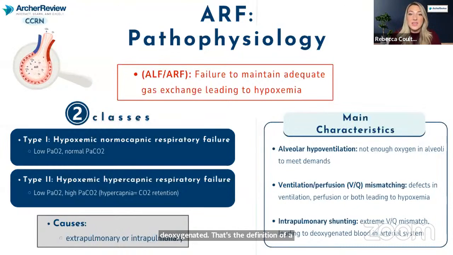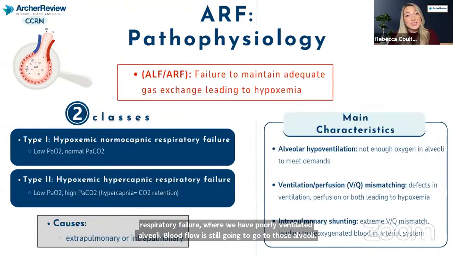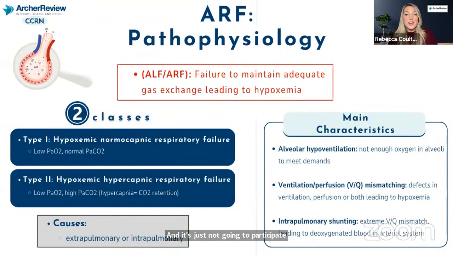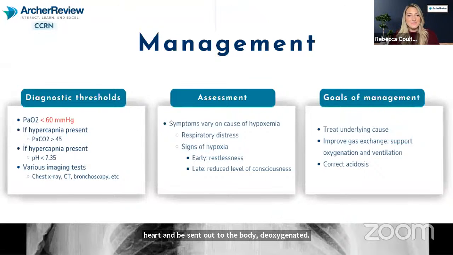So it's a form of a VQ mismatch that is very common in respiratory failure, where we have poorly ventilated alveoli. Blood flow is still going to go to those alveoli, and it's just not going to participate in gas exchange, and it's going to come back to the left side of the heart and be sent out to the body deoxygenated. So what are we going to do for these patients?